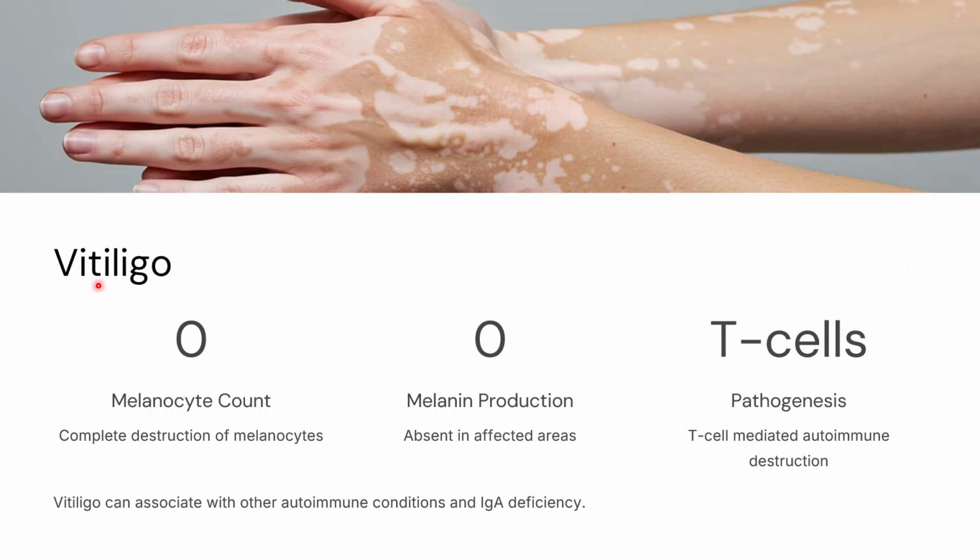What about vitiligo? Vitiligo is a condition as you see here. This is the normal skin, but here it is hypopigmented. It is very pale. It is white. Why? This is because of the antibodies that are developed against the melanocytes. So in this area, the antibodies have destroyed the melanocytes. Therefore, melanin production is absent in the affected areas because of the T cell mediated autoimmune destruction. Since this is an autoimmune disease, vitiligo can be associated with other autoimmune conditions as well as IgA deficiency.